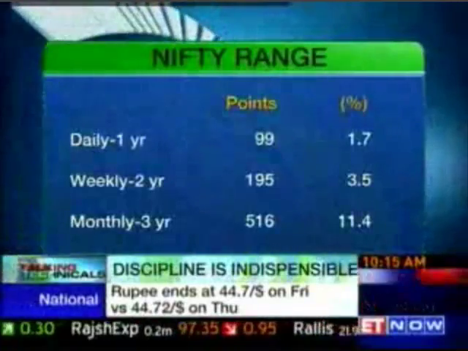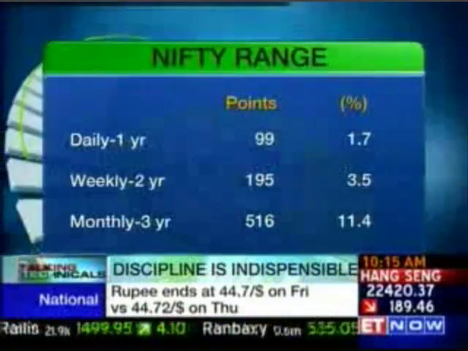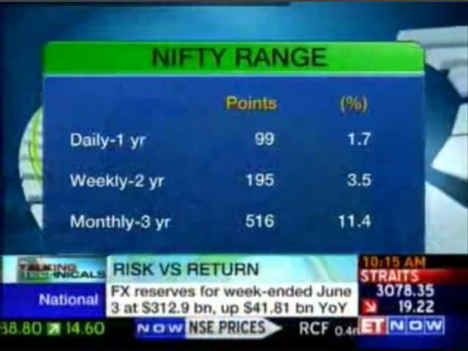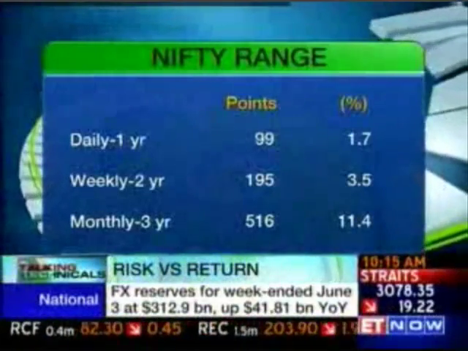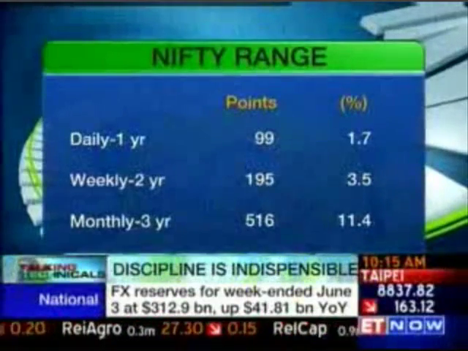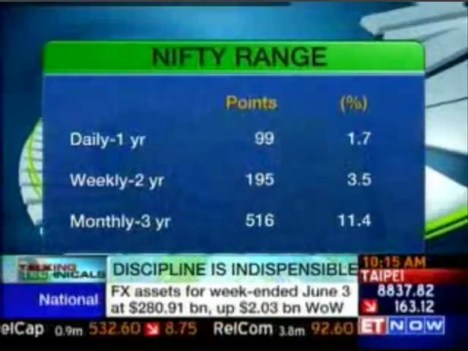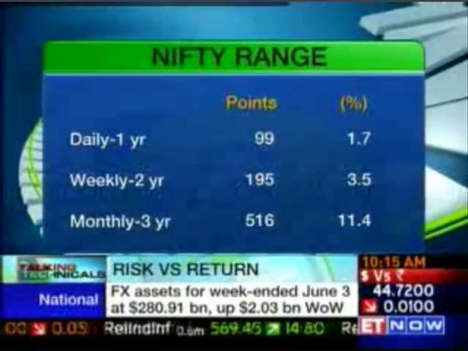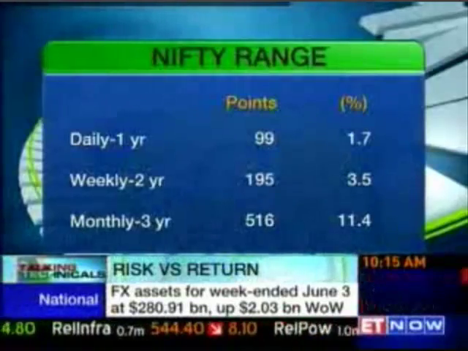Now, if you were to go back and examine the data, you will find the daily average fluctuation of the Nifty is about 1.7%, the weekly average is about 3.5%, and the monthly average is about 11.5%. So this is the volatility range that you are really looking at. What this means is that the Nifty can actually fluctuate about 80 to 100 points in a given day.